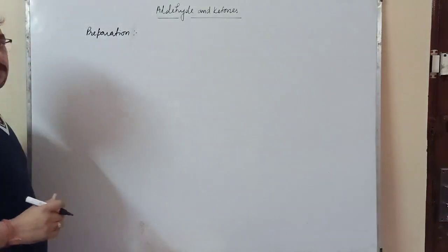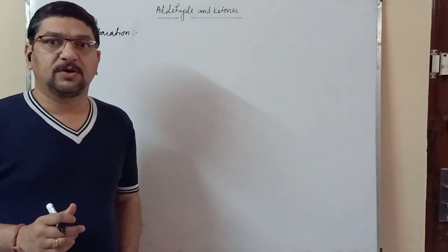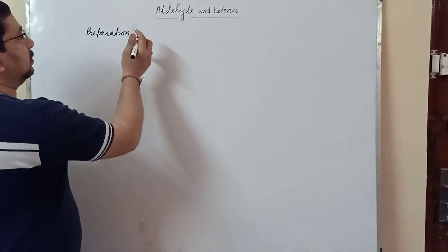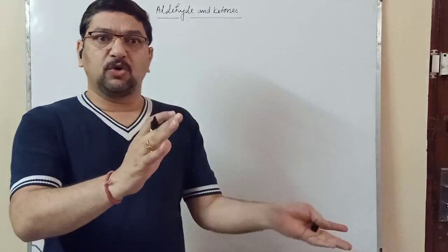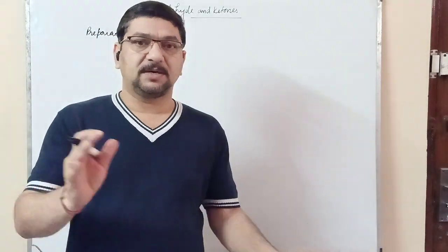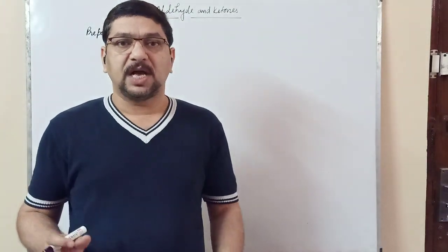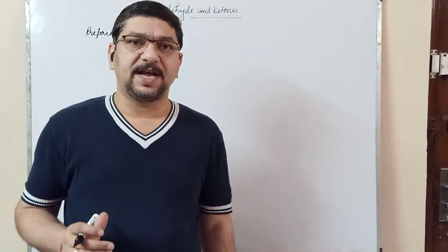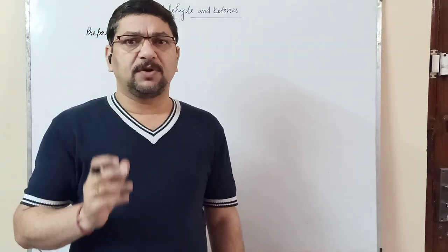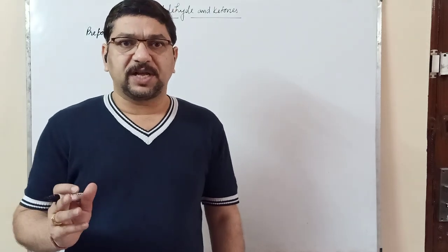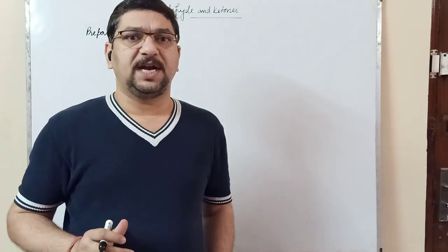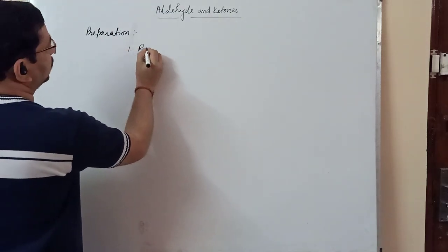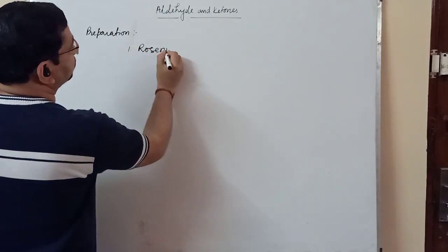Aldehydes and ketones. First of all, we will go for the preparation of aldehydes and ketones, and there are certain reactions in which we obtain only aldehyde, some other in which we will obtain only ketones, and there are certain reactions in which we will obtain both aldehyde as well as ketone. So first of all, we are going to study the reactions in which we will obtain only aldehyde, and in that series the first reaction is very important, that is Rosenmund reduction reaction.